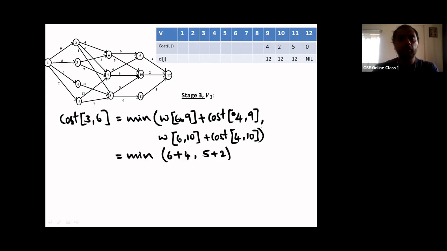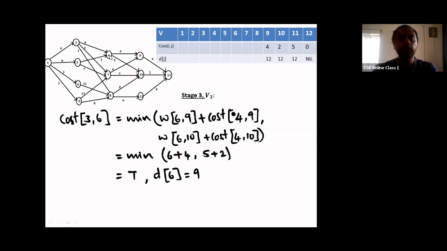So therefore, we have 6 to 9, the weight of vertex 6 to vertex 9 is 6, plus shortest path from 4 to 9. In the table, we can check 4 to 9, we have value 4. Similarly, 6 to 10 is 5, plus shortest path from 10 to 12, which is nothing but 2. So 5 plus 2. Among these, which is the least one? 7. So we can say that 7.